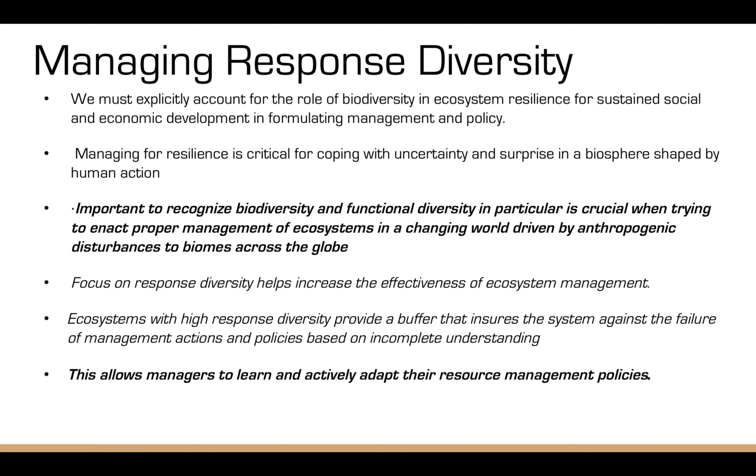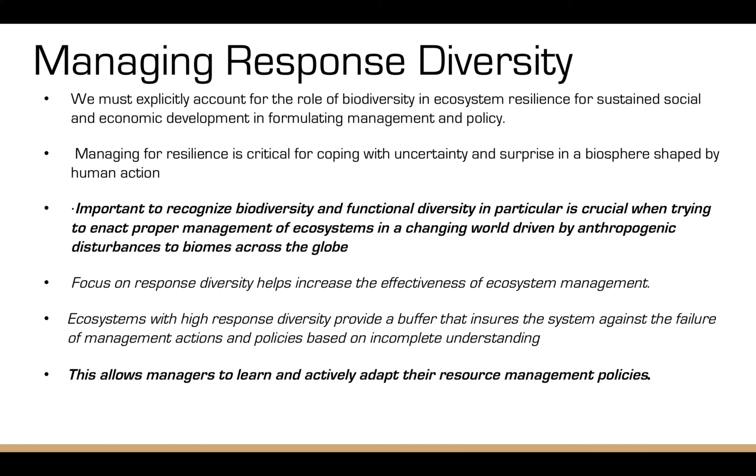So the author notes the importance of recognizing biodiversity and functional diversity in particular, as it is crucial when trying to enact proper management of ecosystems in a changing world driven by anthropogenic disturbances. Human homogenization of landscapes has altered disturbance regimes and eliminated entire functional groups of species, which we talked about is extremely detrimental to these ecosystems. So the persistence of these groups appears to help prevent shifts to ecosystem states that are unable to sustain the desired level of ecosystem services.